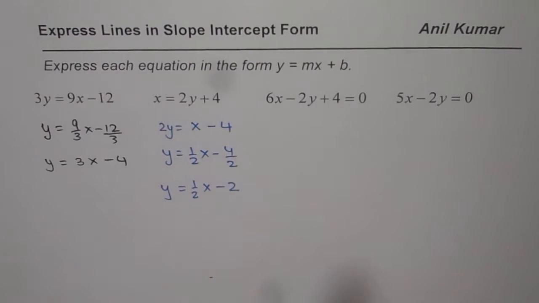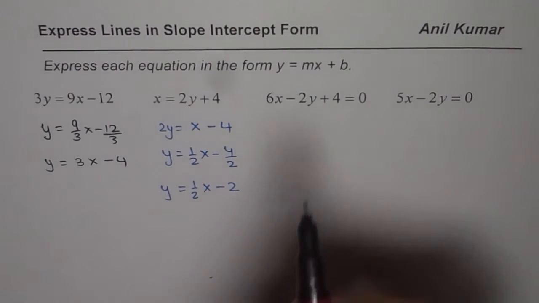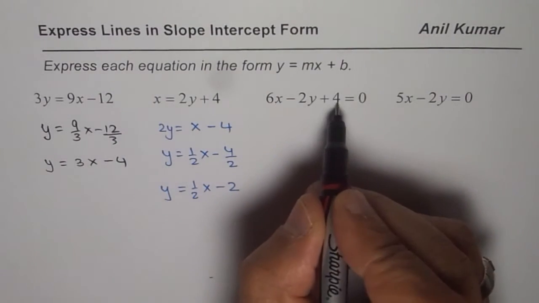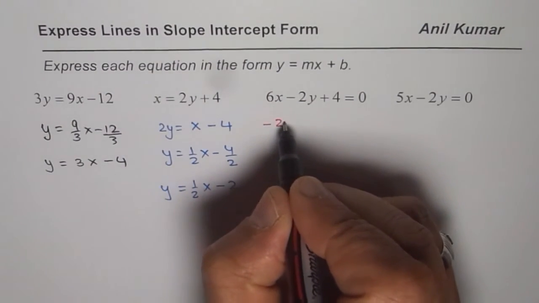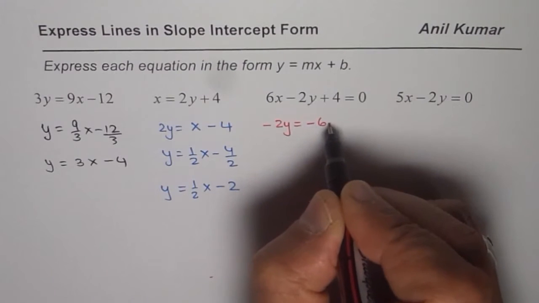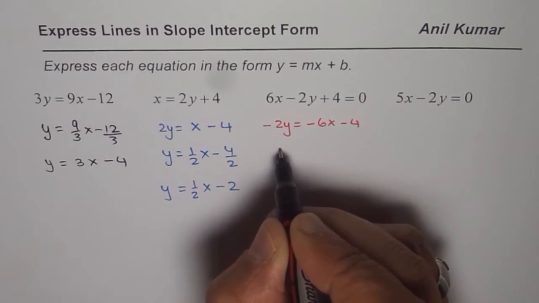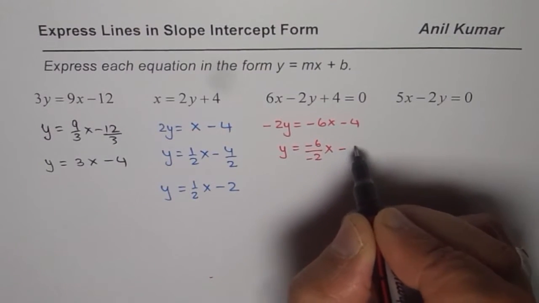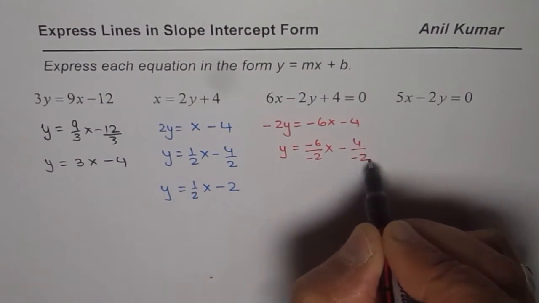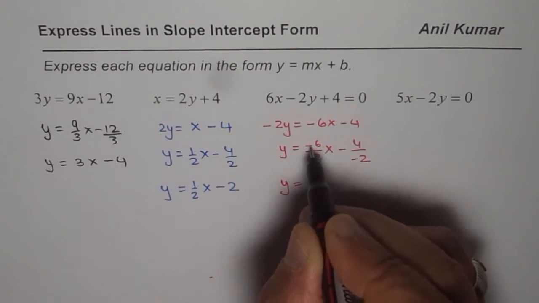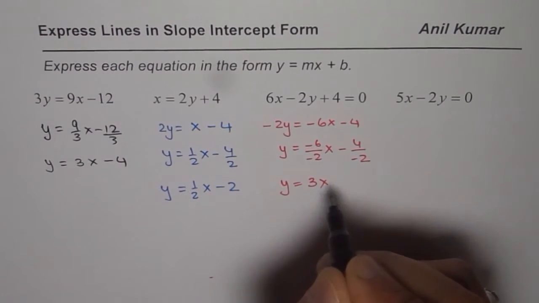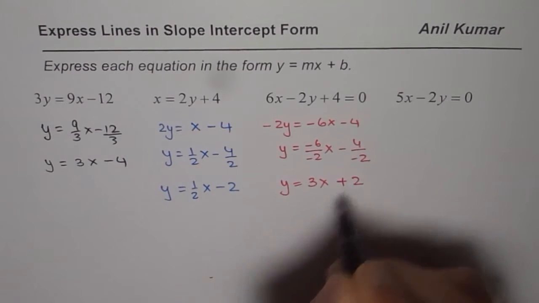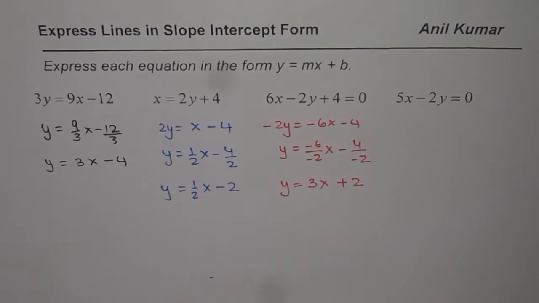Now that is the equation in standard form. And now let us see how to rearrange this to write it in slope-intercept form. So let's bring these terms to the right side. So we get minus 2y equals minus 6x minus 4. Let's divide by minus 2. So we get minus 6 over minus 2 of x minus 4 divided by minus 2. So we get y equals, minus minus becomes plus, so you get 3x, minus minus becomes plus, you get 2. So that is the slope-intercept form.